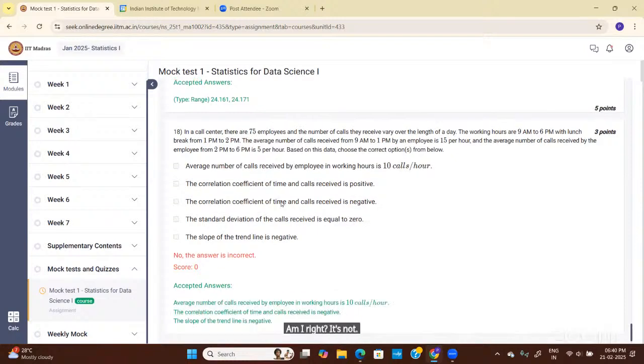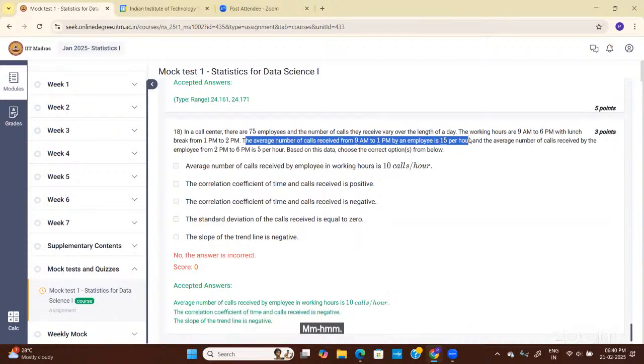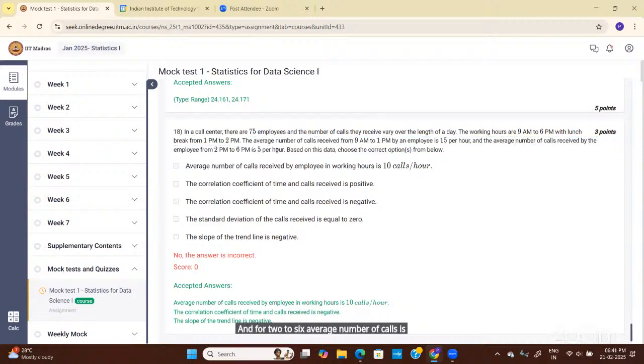Question, you can see that the second last option is incorrect. It's not because we don't have data. Listen to me carefully. You can see that for 9 to 1, the average number of calls is 15, right? And for 2 to 6, the average number of calls is 5.